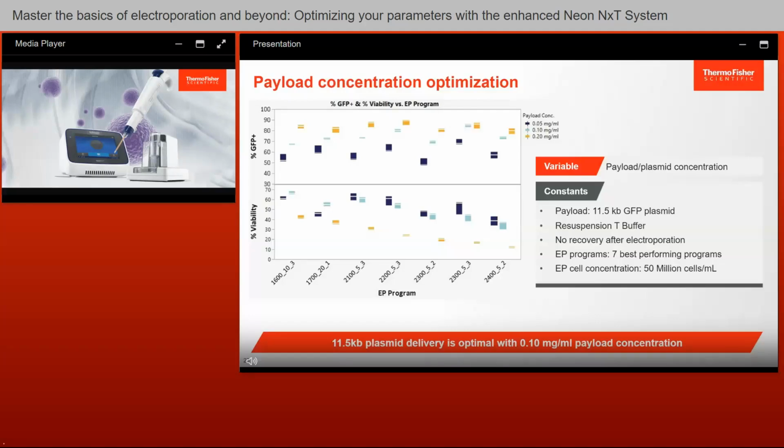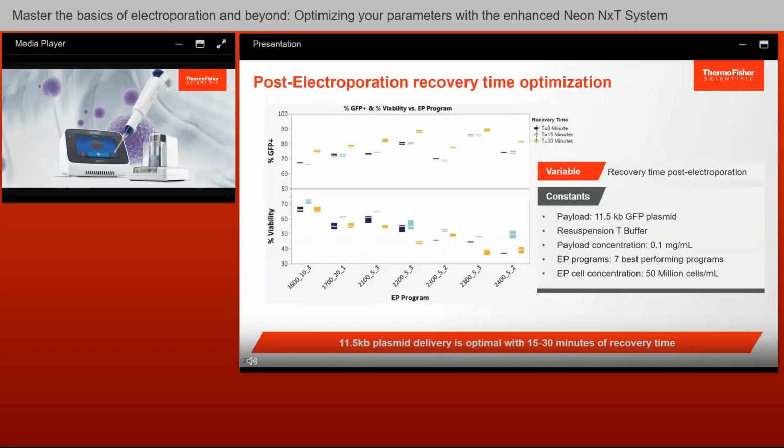Based on these findings, we have identified 0.1 milligram per ml as the optimal payload concentration for the further optimization of electroporation conditions in the transfection of 11 kb plasmid into Jurkat cells.